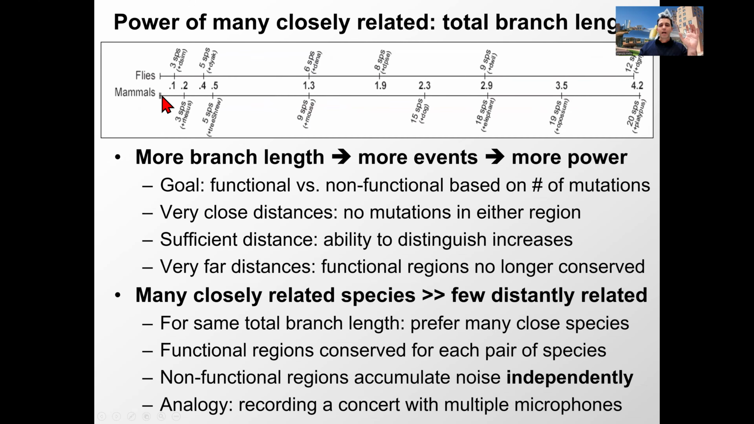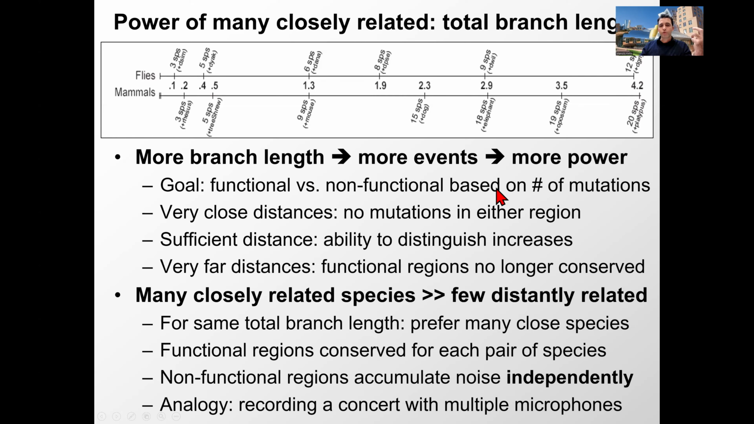So that's what takes us to branch length. I can go to very, very distant species, but by the time I get there, not much is conserved. So yes, I've eliminated the noise, but I've also eliminated my signal. Or I could say, well, why don't I increase the number of species? That allows me to stay at close evolutionary distances, but then accumulate more spurious mutations in non-functional regions. So basically my noise will be better eliminated if I accumulate species, okay? So more branch length gives us more events and also more power.